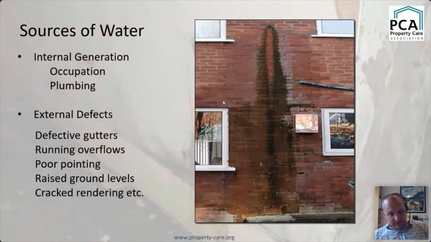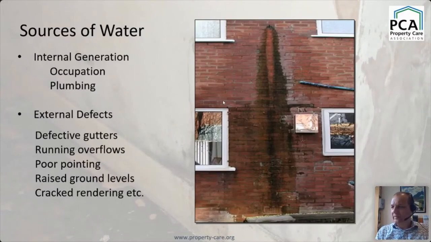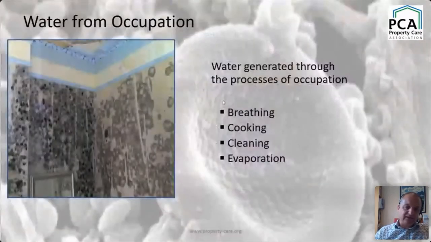So internal damp comes generally from occupation and from the services that are in the building, and external damp comes from a whole host of things, but that relatively small list covers most instances. Defective gutters, running overflows, poor pointing, raised ground levels, cracked render, stuff on the outside of the building that fails and allows the fabric to get wet and water to travel through. Now these are similar whether we're talking about the photograph here, which is a local authority house somewhere local to us that had an issue with an overflow pipe, or a timber frame building in the Cotswolds. The fact is, it won't be Cotswold timber frame, but you take my point. If the fabric is defective, that allows wetting up, and if that wetting up takes place, it gives an opportunity for decay and degradation of the structures.